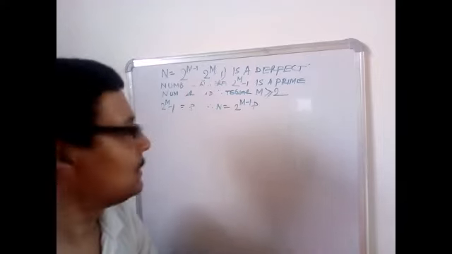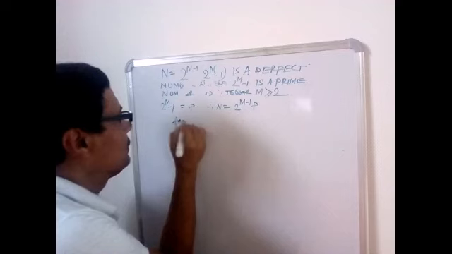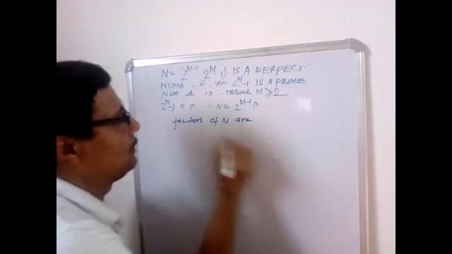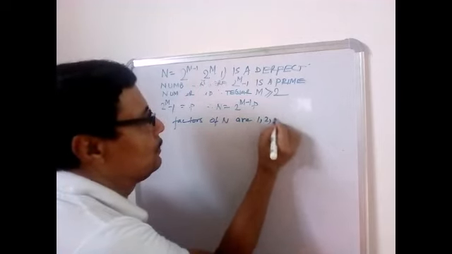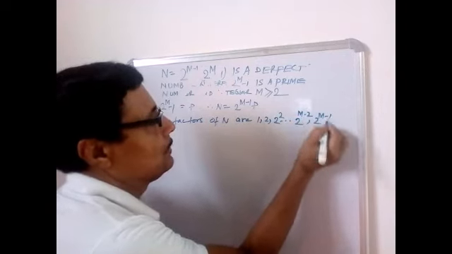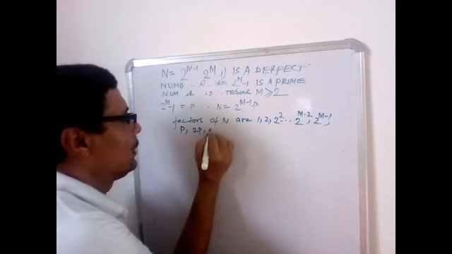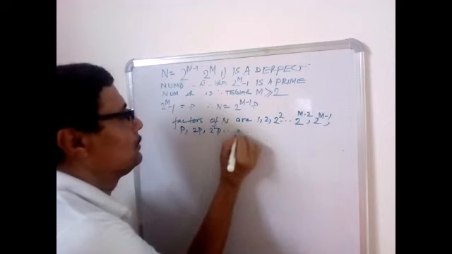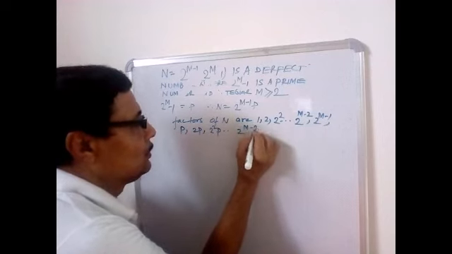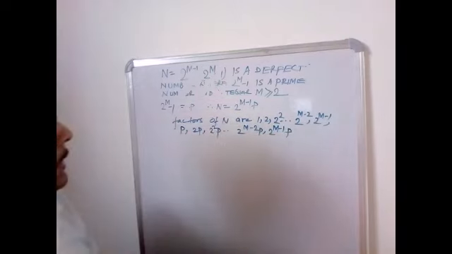It has several factors. The factors of n are 1, 2, 2 square, dot dot, 2 to the power m minus 2, 2 to the power m minus 1, p, 2p, 2 square p, dot dot, 2 to the power m minus 2 into p, 2 to the power m minus 1 into p.